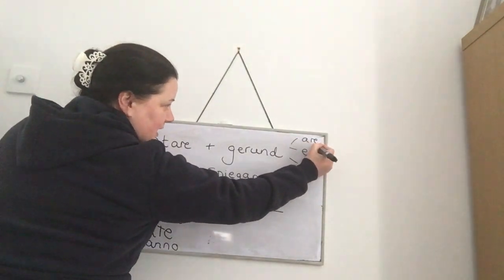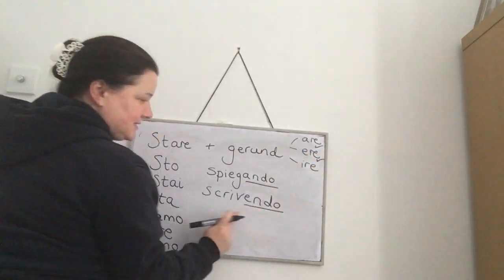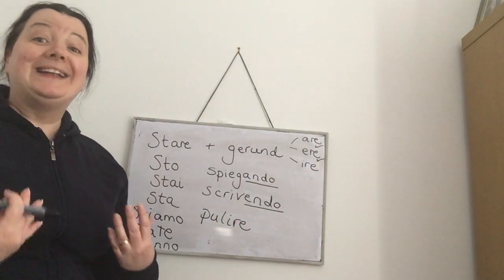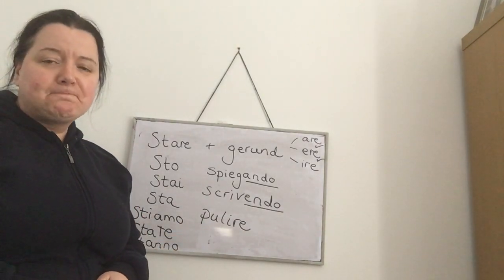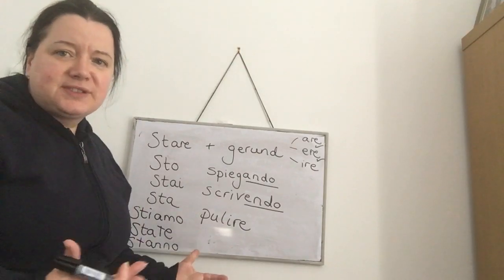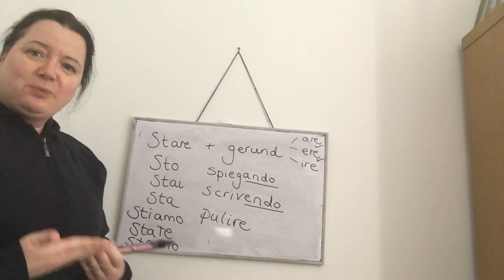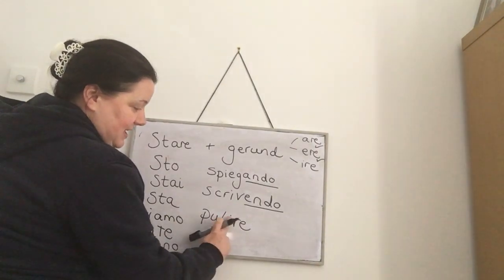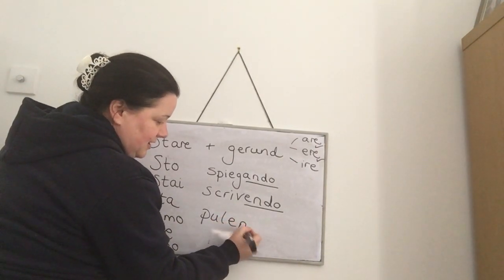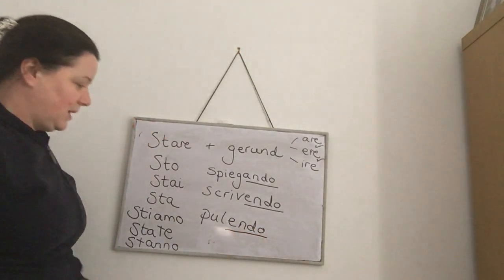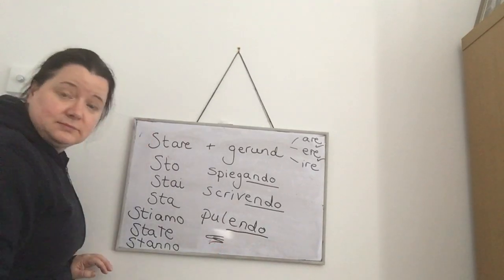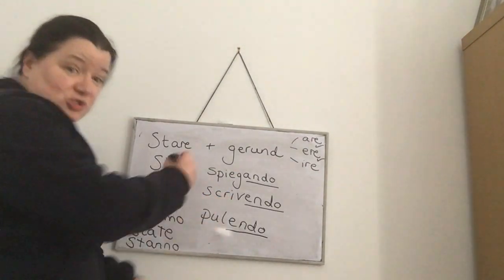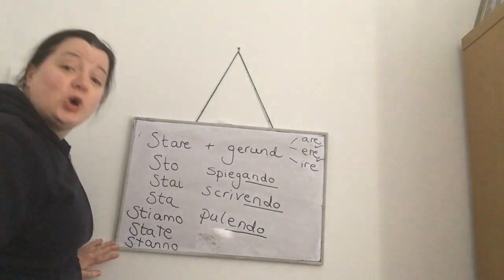Your third group of verbs, we've got ARE, spiegare, ERE, scrivere. I'll be doing this in a minute. Pulire means to clean. And it ends, of course, in an IRE. But at the moment, that isn't the gerund. That's just the infinitive. It means to clean. But I want to explain what I'm actually going to be doing shortly. Cleaning. So again, I need to change this. And it changes to endo. Okay? So, sto pulendo. I'm cleaning. Sì. Sto pulendo. Sto spiegando. Sto scrivendo. E poi sto pulendo.